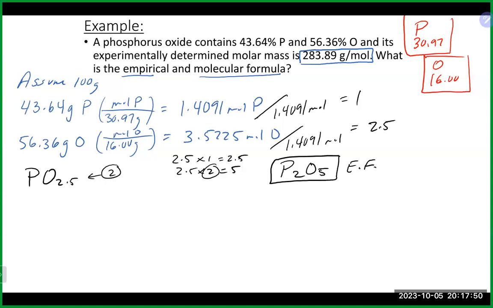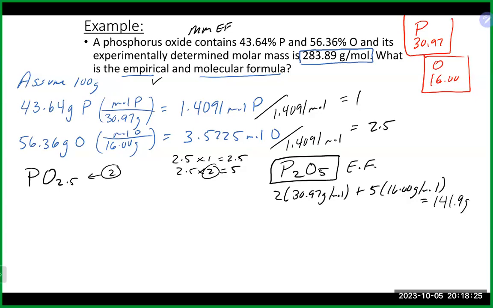Now that we have the empirical formula, we need the molar mass of the empirical formula so that we can get to our molecular formula. This is going to be 2 times the mass of phosphorus, 30.97, plus 5 times the mass of oxygen, 16. That looks like 141.94, about 141.9 grams per mole.